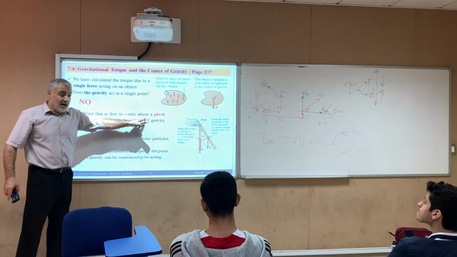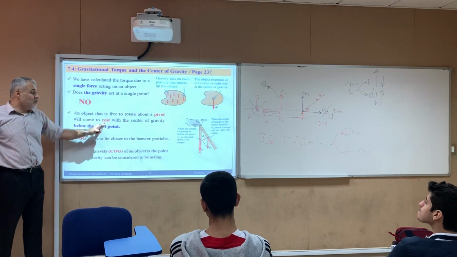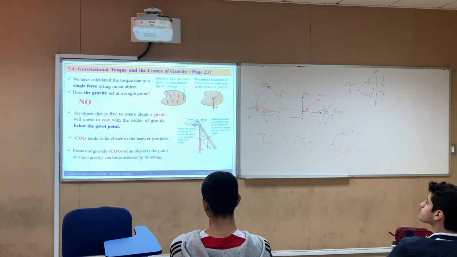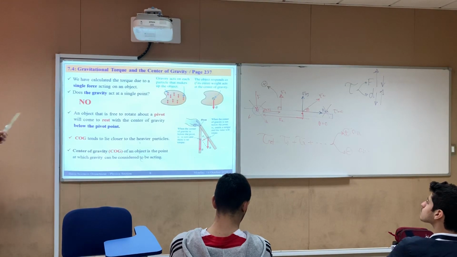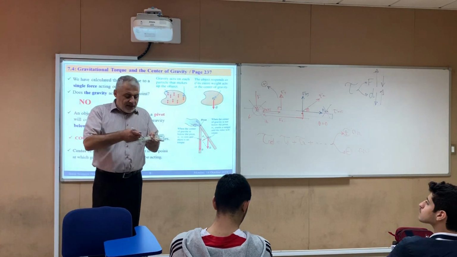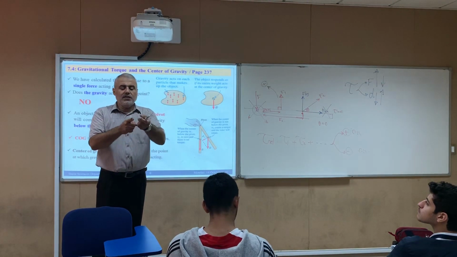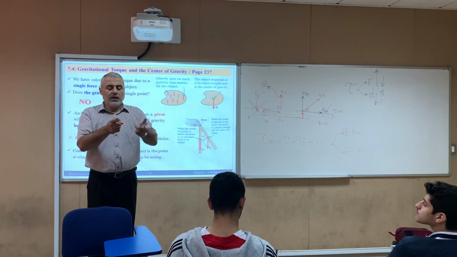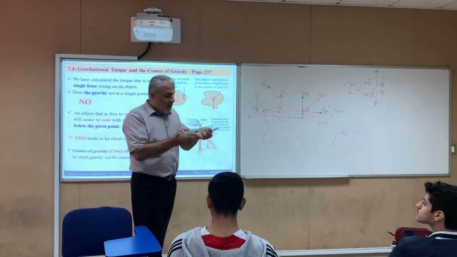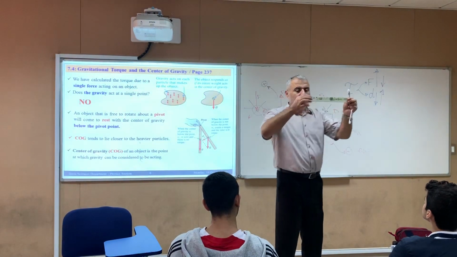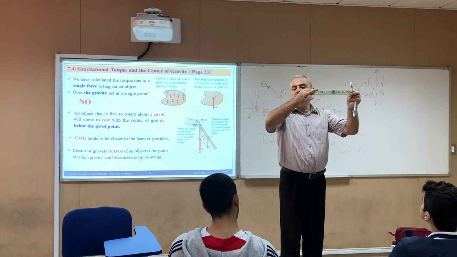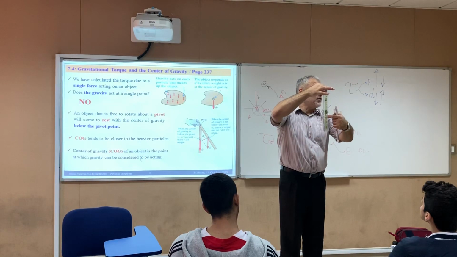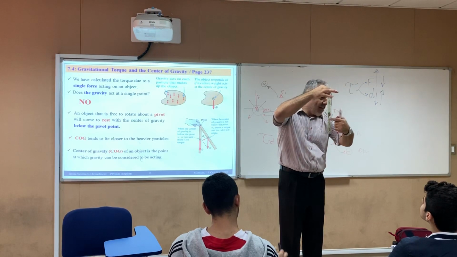about a pivot will come to rest with the center of gravity always below the pivot point. Why does this happen? Suppose I have this ruler. This point is my center of gravity. You know that I can simply balance the ruler like this. But if you just suspend that ruler and keep it free to rotate, hold it from one part, and just release it, always the center of gravity will be below the suspension point, below the hinge, below the pivot, always.